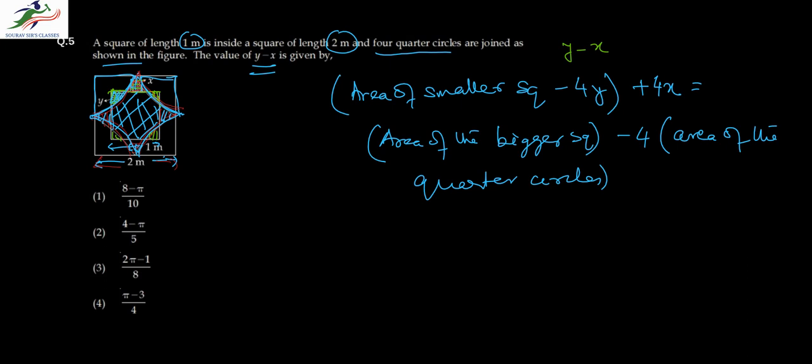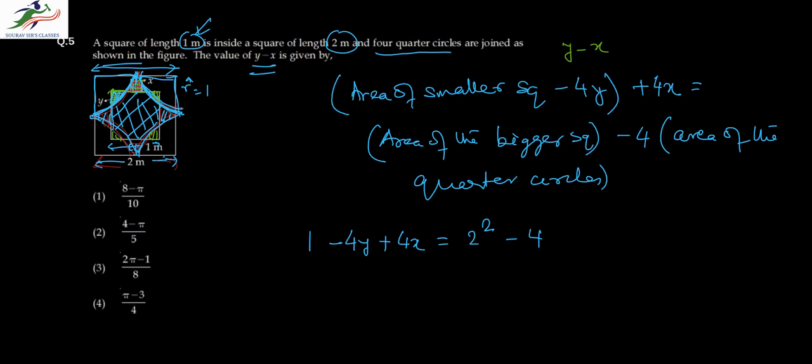Area of the smaller square: the side is 1 meter, so area would be 1 squared, or 1 square meter, minus 4y plus 4x is equal to the area of the bigger square, 2 squared, minus 4 times the area of the quarter circle. Now notice that this quarter circle and this quarter circle meet at the midpoint of the side of the bigger square.